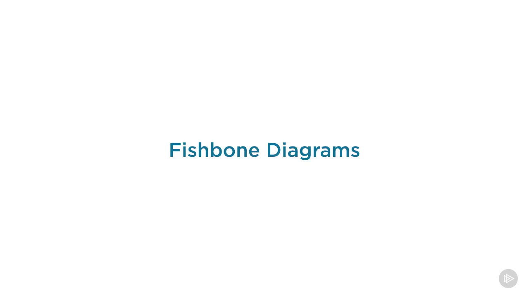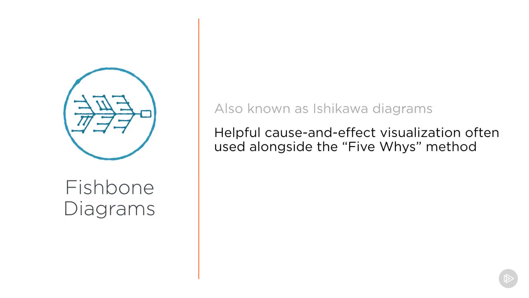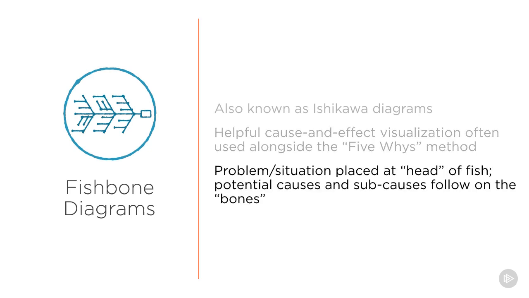Fishbone diagrams come next. Also known as Ishikawa diagrams after their original creator, these are helpful cause and effect visualizations that are often used alongside the 5 whys method to better understand all of the different potential issues that we see within a particular problem or if we're investigating an opportunity. This problem or situation is placed at the head of the fish. Potential causes and subcauses follow on the bones, giving it its fishbone-like shape.